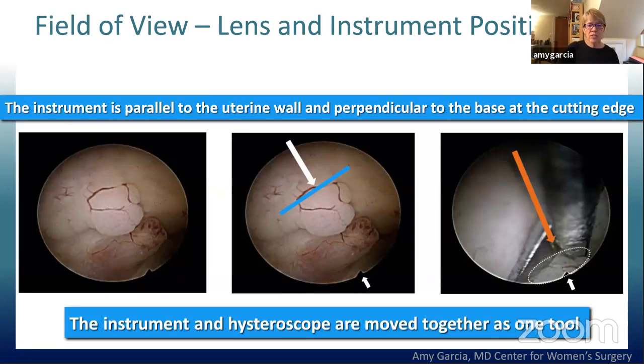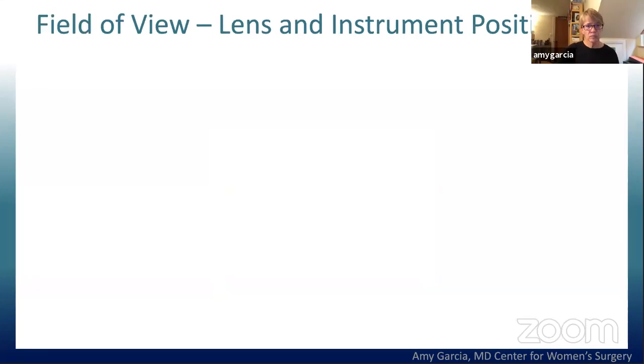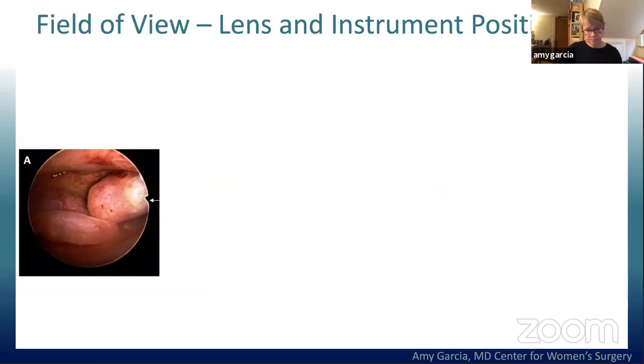And this may be very intuitive to you if you've done a lot of operative procedures, but as we move the instrument in the visual field, we're actually moving the entire hysteroscope with the instrument as one tool. Let's look at this again. So here is a polyp attached to the left uterine wall. The reticle is indicating where the light post is. So here I am looking to the patient's right.